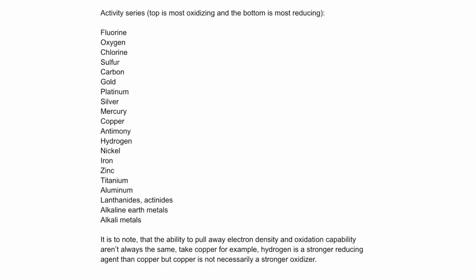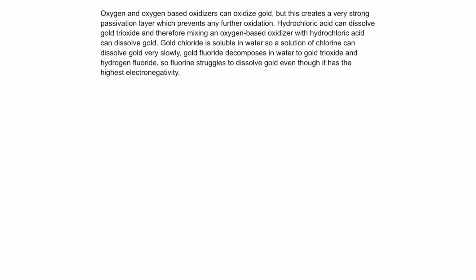Here you can see the activity series. At the top, things are much better at oxidizing, and at the bottom, they are much better at reducing. At the top, you'll have things like oxygen, fluorine, and chlorine, and at the bottom, you will have things like alkali and alkaline earth metals.